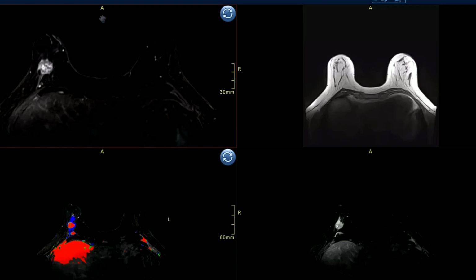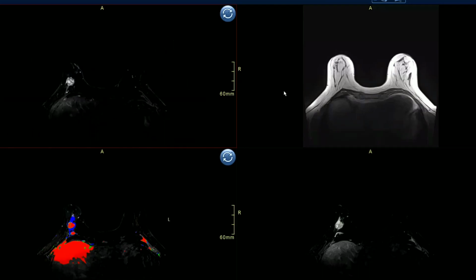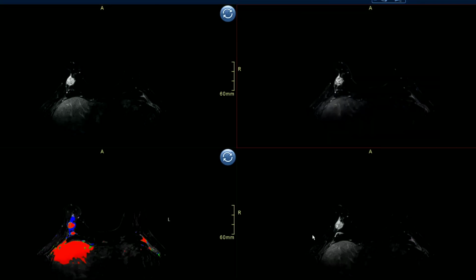And then you have to put up all the serial images. So you do dynamics. So you do 4 runs. So this is phase 1. This is phase 2. And then you can see that it's washing out. It has become less already, right? And this is phase 3. And then this is phase 4. So typically we do 4 phases.